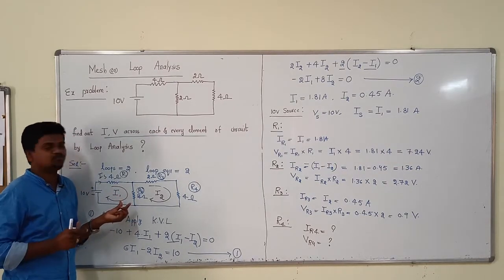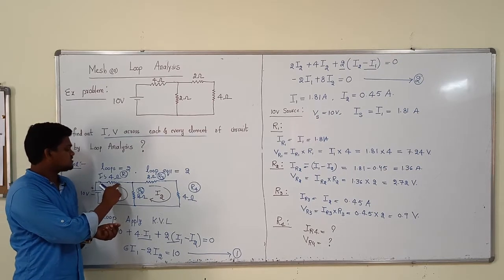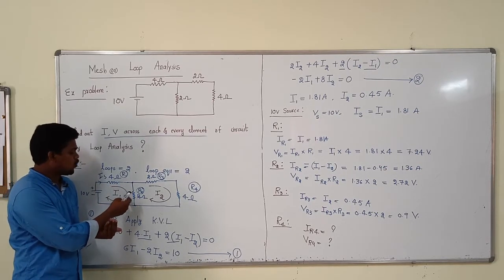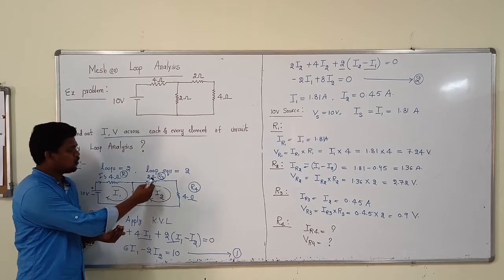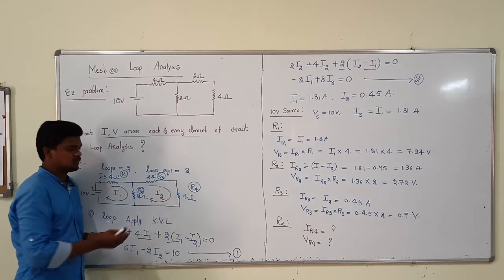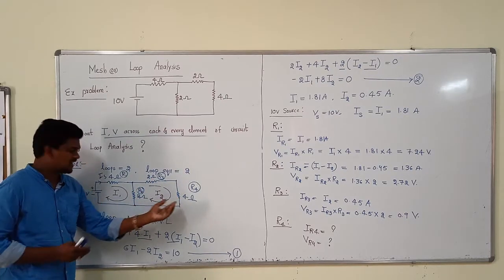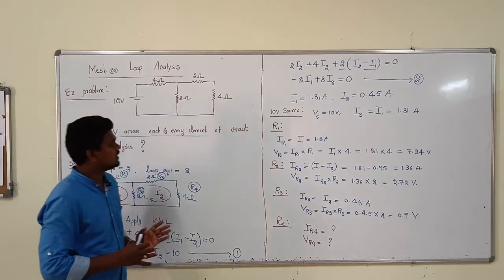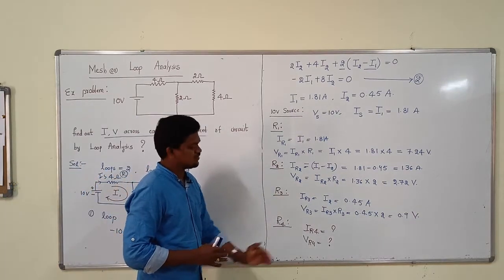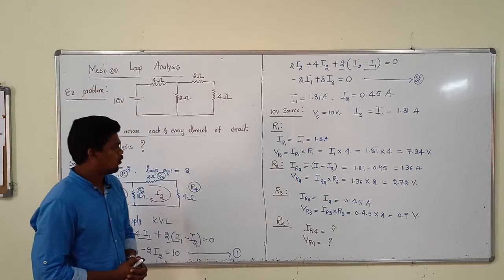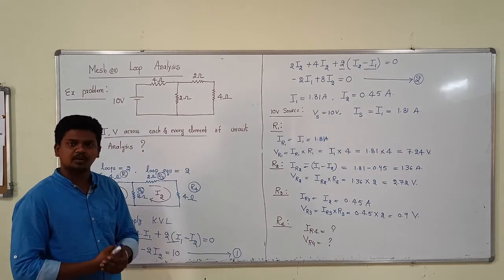Then it is very simple. Here for the 4 ohms it is I1, but for the 2 ohms it is I1 minus I2. For the other 2 ohms, only the I2 current is flowing, and for the 4 ohms, only the I2 current is flowing. Like that you have to compare. Then you have to find out each and every element's current and voltage. From that you can find out the power also.